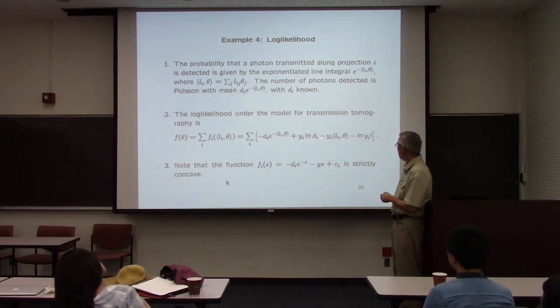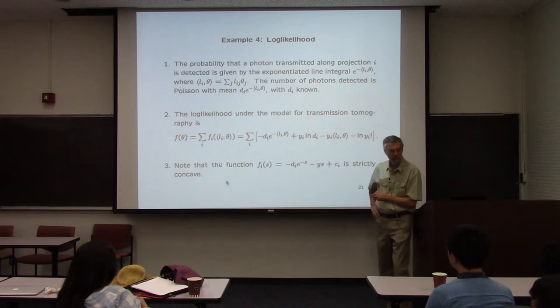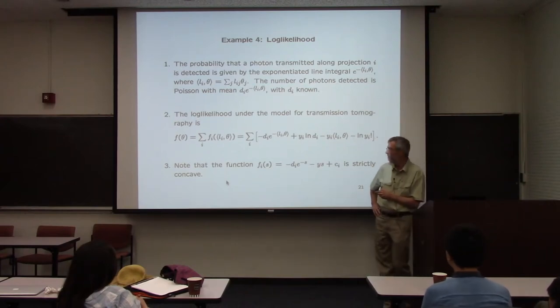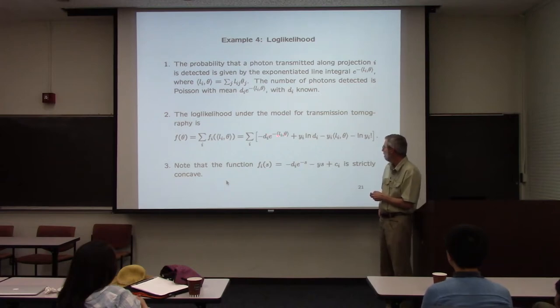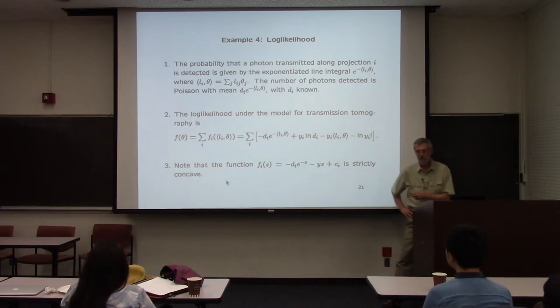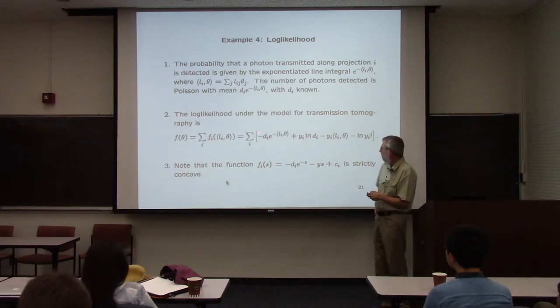It's a sum of terms. This term is very nice because it's linear. Parameters are separated. We may have 100,000 parameters in this problem. This term is not parameter separated, and it is an obvious obstacle to maximization. We're going to do maximum likelihood.